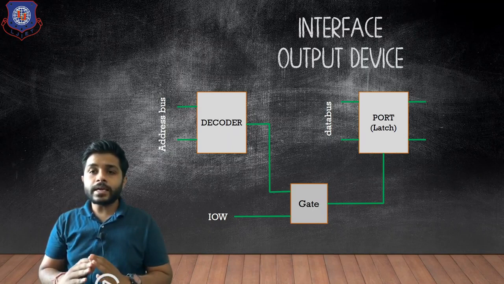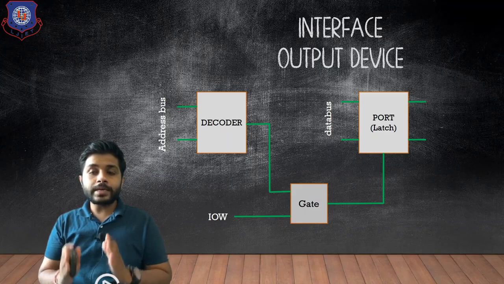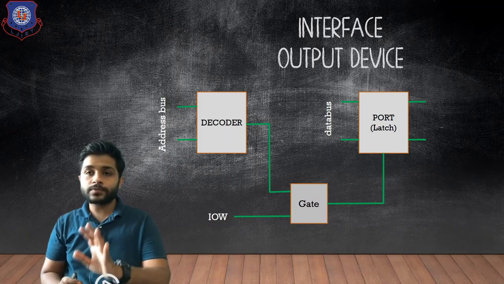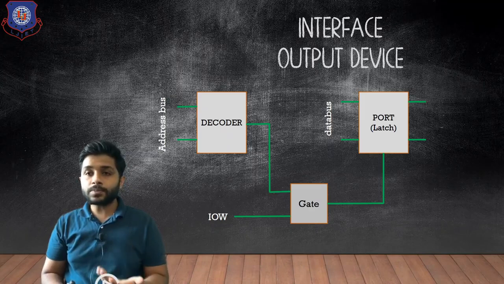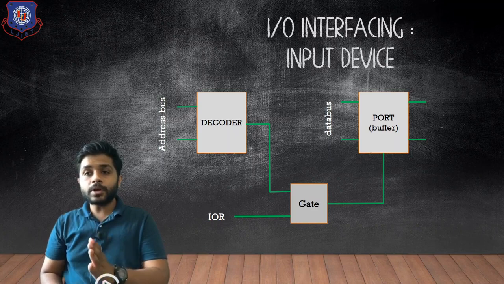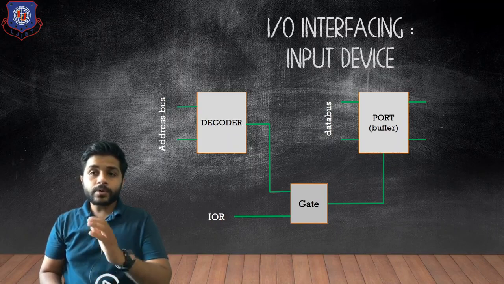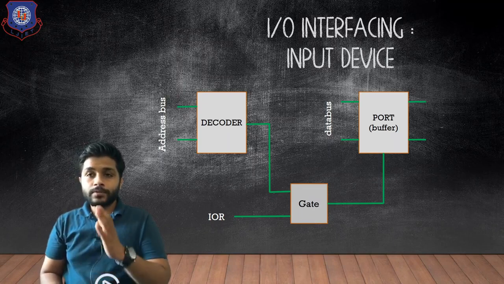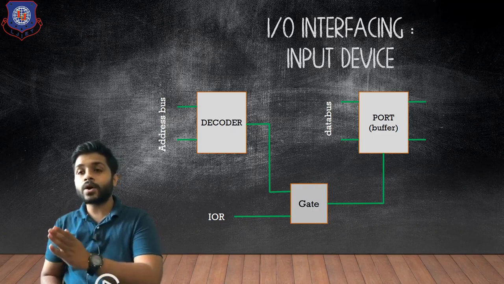For any IO interfacing question, first of all you need to find out whether you are asked to interface an input device or an output device. If you are asked to interface an output device, then you have to draw this figure. If you are asked to interface an input device, then you have to draw this figure. After that, you have to connect the input or output device to the other side of the port. Like you can see in this figure, in the port, one side the data bus is connected, and on the other side there is nothing connected. So if you are asked to interface any input device, you have to connect the input device to the other side of the port.